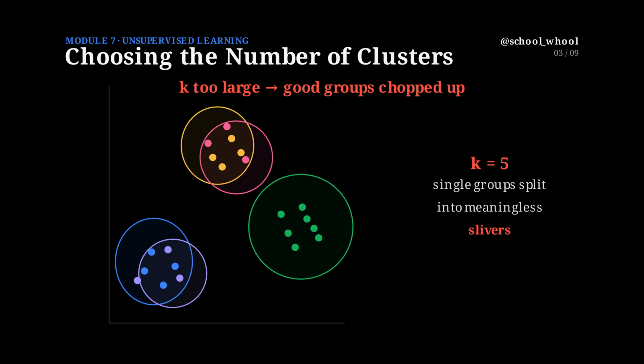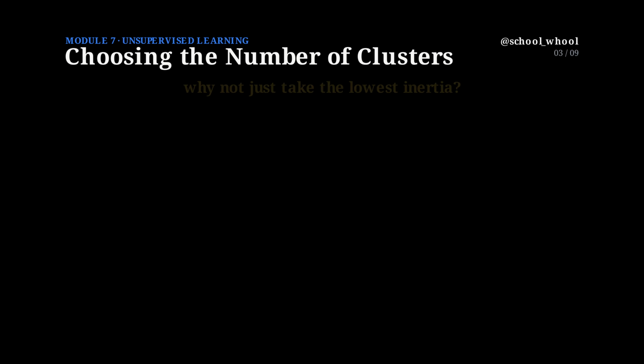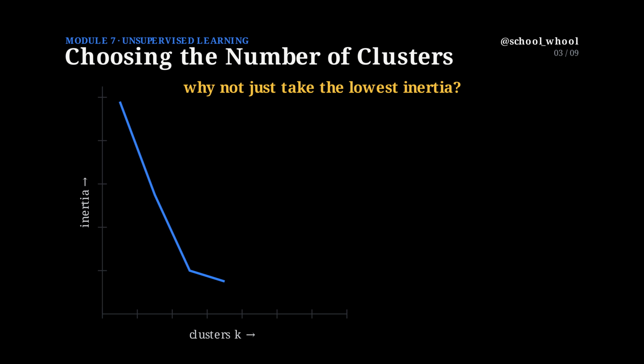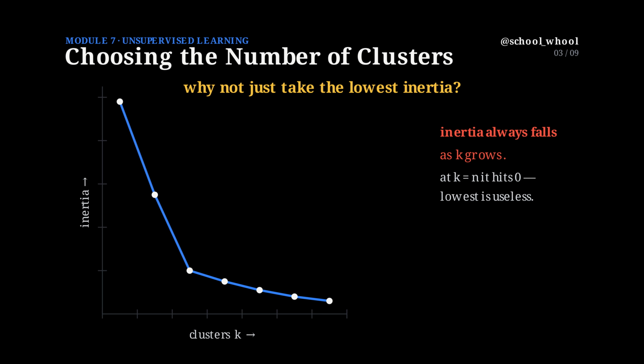Your first instinct might be to just use inertia, that total distance from points to their centroids that K-means already minimizes. Simply pick the K with the lowest inertia. But watch, inertia always falls as K grows. More clusters can always hug the points more tightly. Taken to the extreme, every point becomes its own cluster and inertia hits 0. Lowest inertia alone is useless.